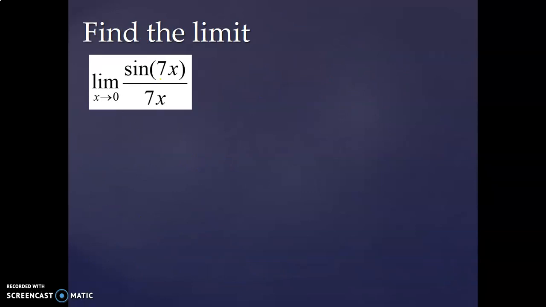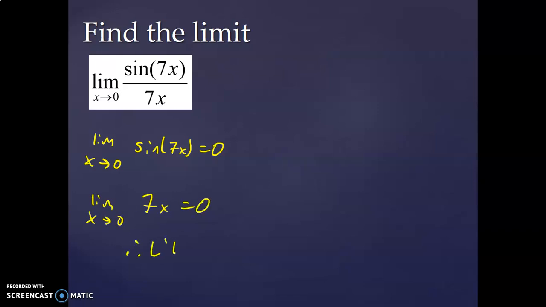All right, let's do another one. So if I plug in 0, 7 times 0 is 0, sine of 0 is 0. 7 times 0 is 0, so we got 0 over 0. So now I have to write out the limit statement on the top. Limit as x approaches 0 of sine of 7x is 0. Limit as x approaches 0 of 7x is 0. Therefore, L'Hop. Write out all three of them.